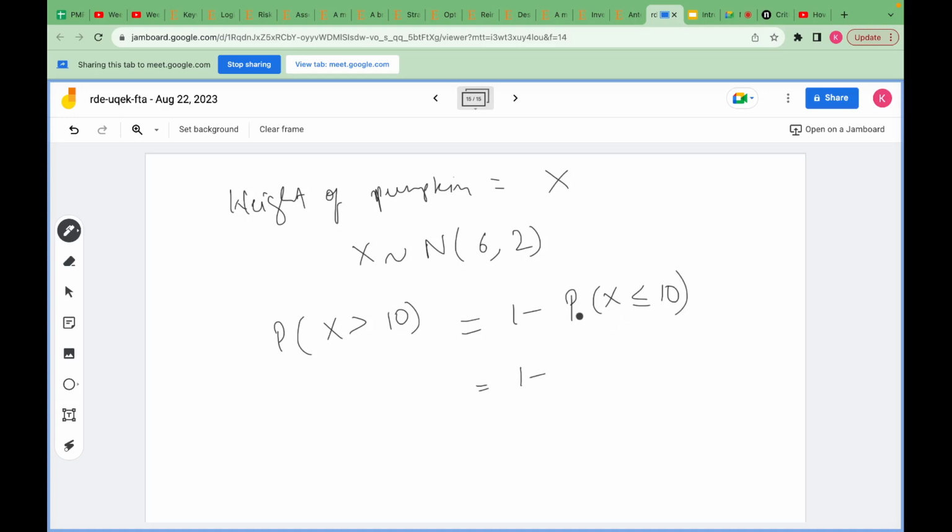Now we can convert this to a normal distribution with mean 0 and standard deviation 1 by using z equals x minus mu by sigma. So x here is 10, mu is 6 and sigma is 2. We denote this as the psi function, so this will become 1 minus psi of (10 minus 6) by 2, which is 1 minus psi 2.